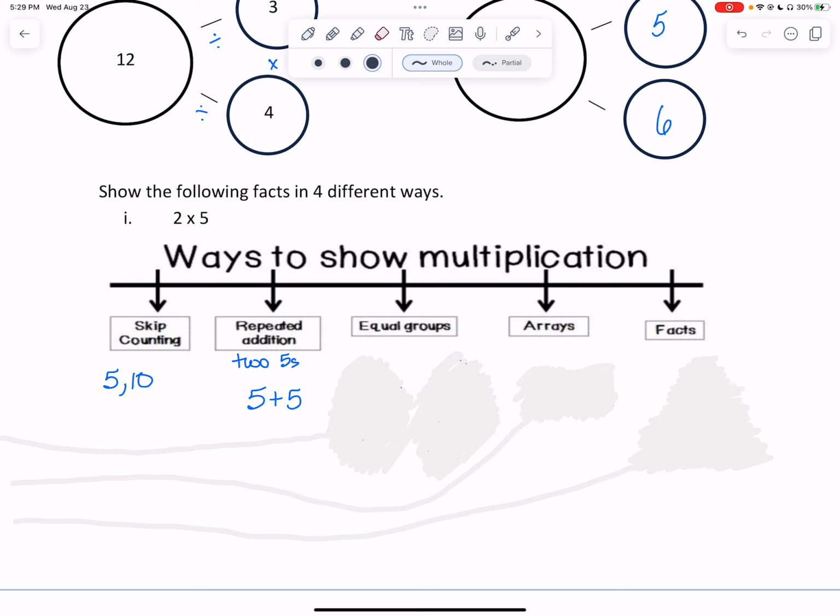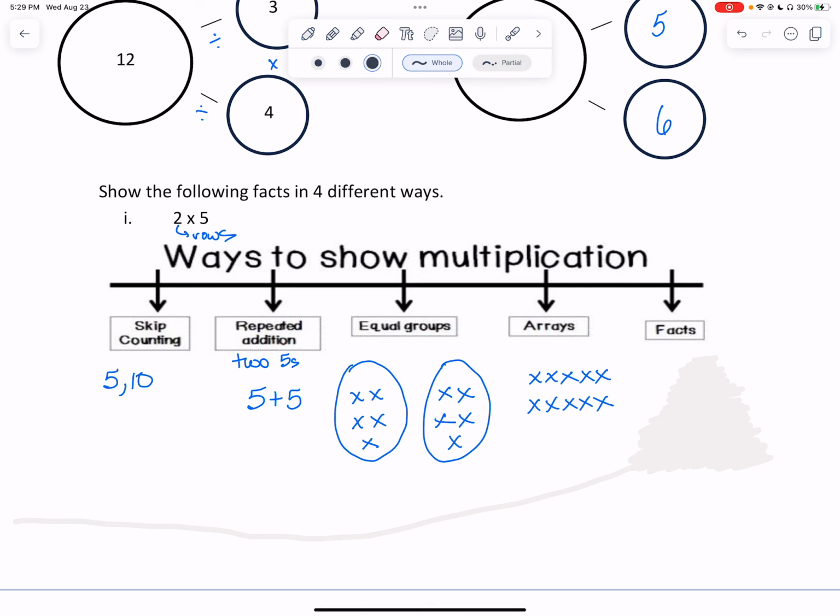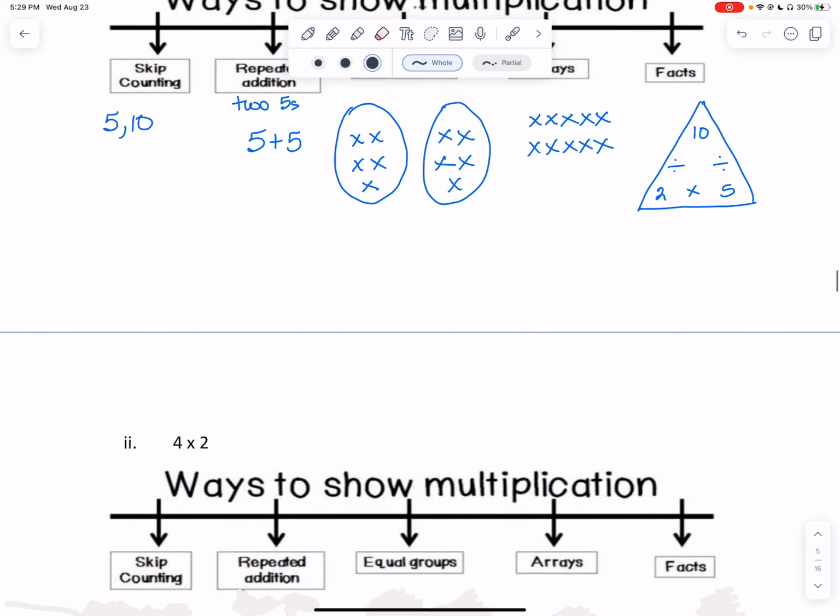Equal groups, I'm going to have 2 groups of 5. So there's my 2 groups, and I've got 5. And it doesn't matter what you put in those. I just put X's, but you can put smiley faces or counters or however you want to do that with your students. So your array, remember your array, this is going to be your rows. So you're going to have 2 rows with 5 in each row. And then here's my fact family. 10 is 2 times 5, right? And there's our division.